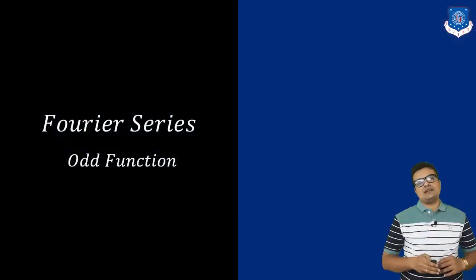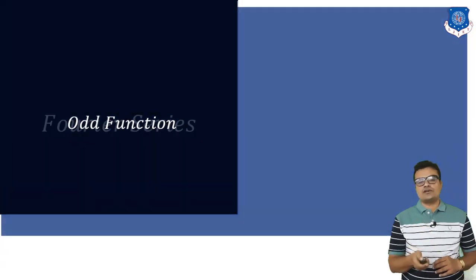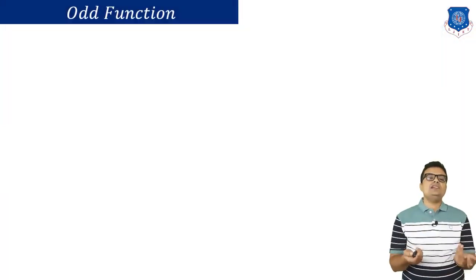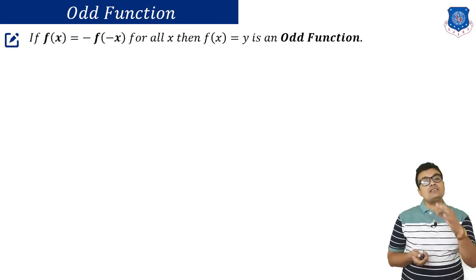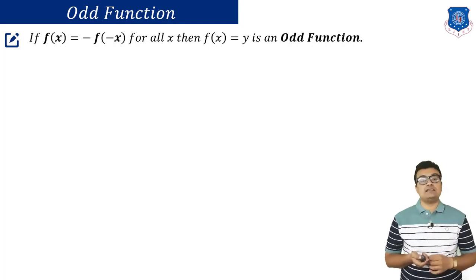Now let us consider the second part of this discussion, which is the odd function. How to identify whether a given function is odd or not? Again, the first algebraic check is if you replace x with -x, your answer is multiplied with a minus sign at last.